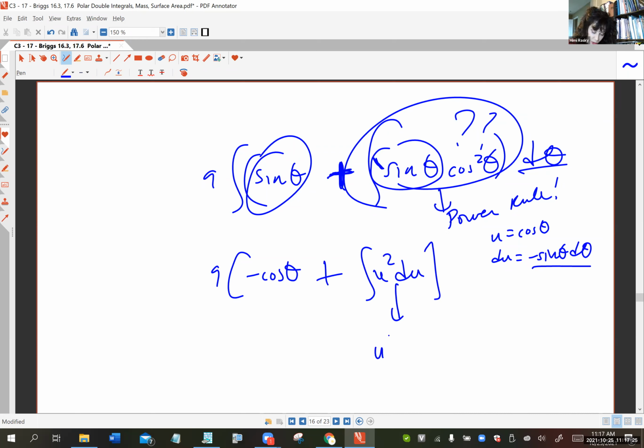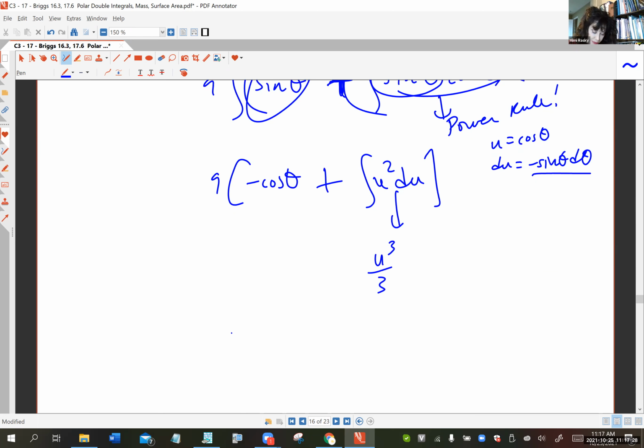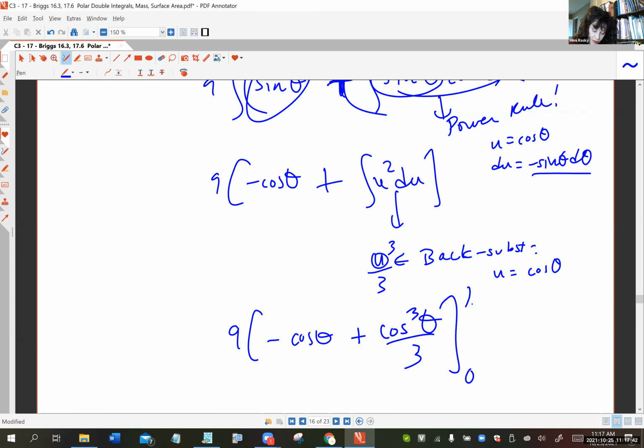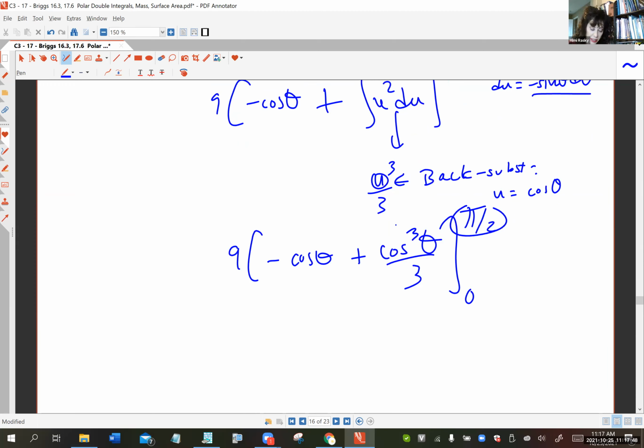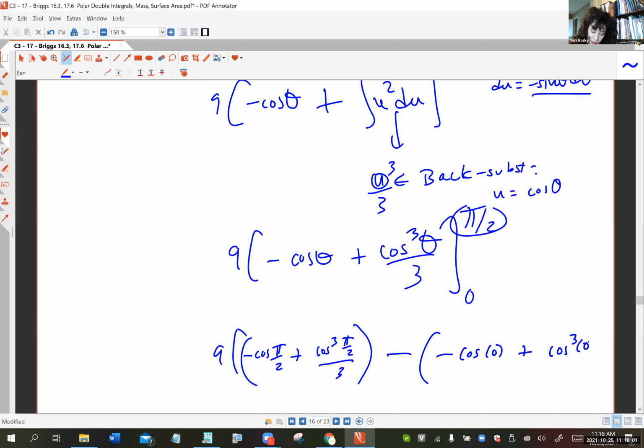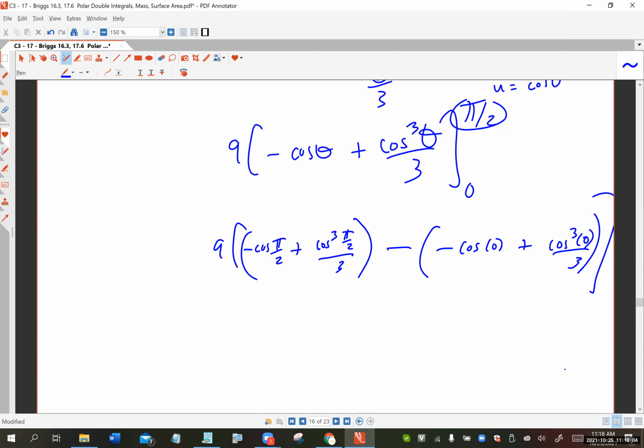Perfect. So the antiderivative of that is going to be u cubed over 3. And then don't forget to back substitute for u. What was it? And now you can go ahead and evaluate at the limits. But cosine of pi halves is a nice number. Anybody remember what it is? 0. And cosine of 0 is a nice number. Anybody remember what that is? 1.